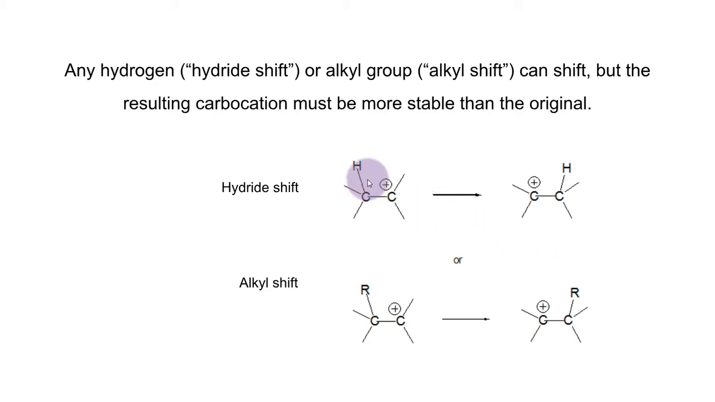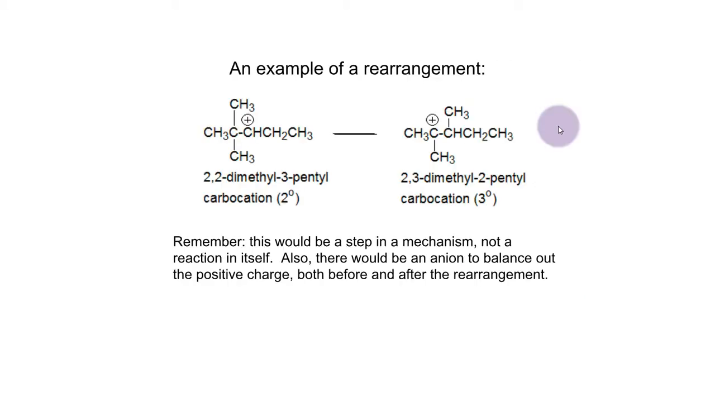So these are technically called hydride shifts or alkyl shifts. A hydride shift means you move a hydrogen over next door. An alkyl shift means you move a carbon next door. Now you may be panicking a little bit, wondering how you know when this can happen and how it can happen, and whether different things can happen in the same molecule. All of which will become clear when we start doing some actual examples. So here's an example. This would be the 2,2-dimethyl-3-pentyl carbocation. Let's just talk about that name briefly.